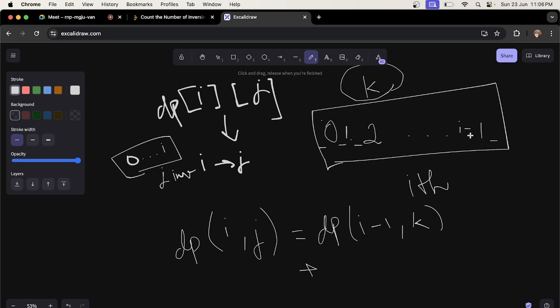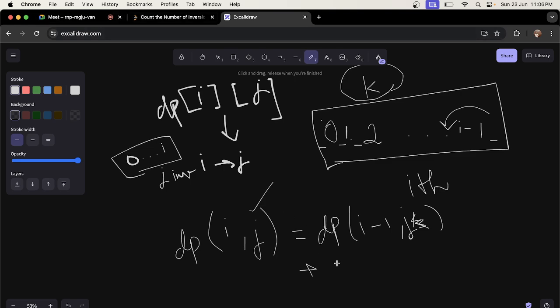Now let's say if we insert before i minus 1, how many inversions will be added with k? Sorry, this will not be k, this will be j, since we are taking this state as j. Okay, coming back to the original question: if we insert before i minus 1, how many added inversions will there be along with j, or let's say k?